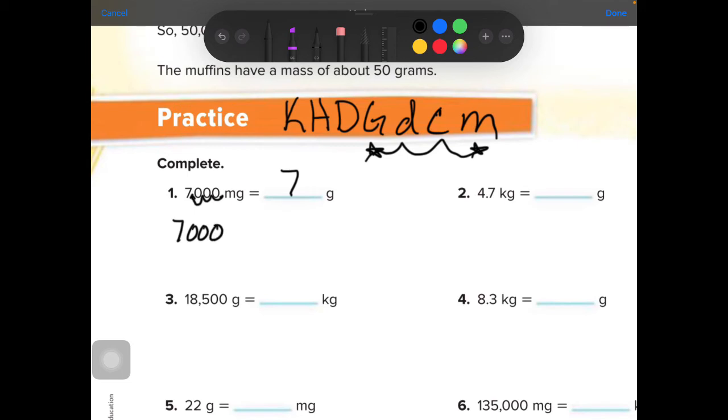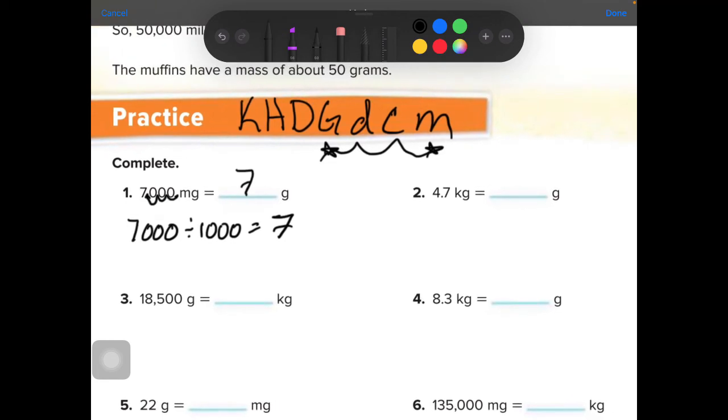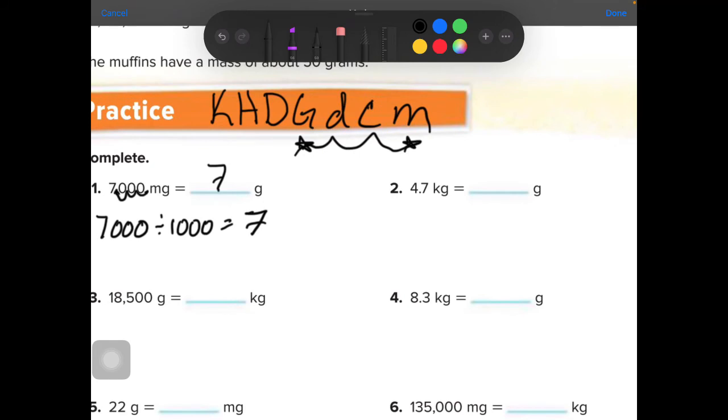You could also go 7,000 divided by 1,000 because there's 1,000 milligrams in 1 gram. Wow, I'm struggling. There we go. That's what your answer would be. Two different strategies.